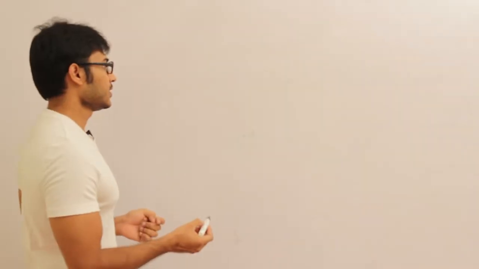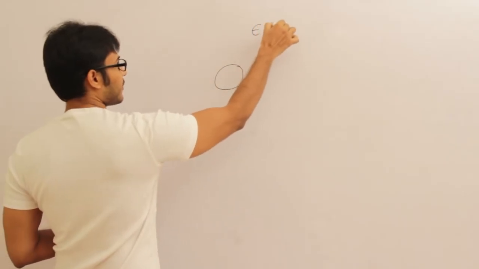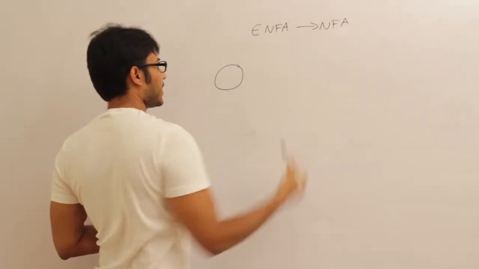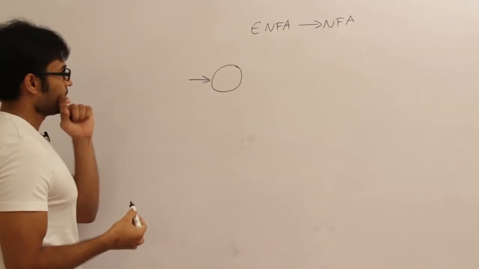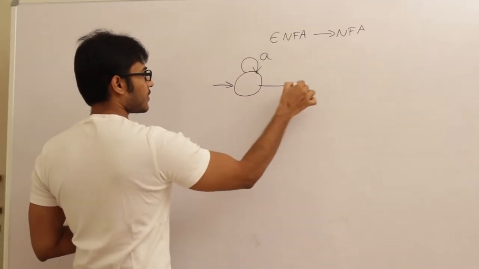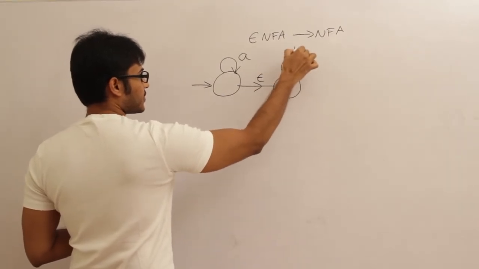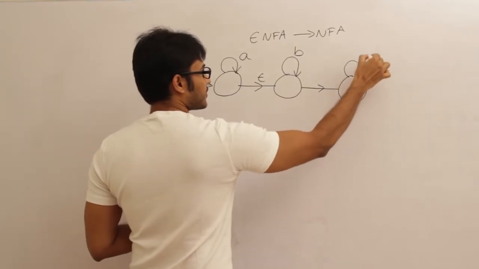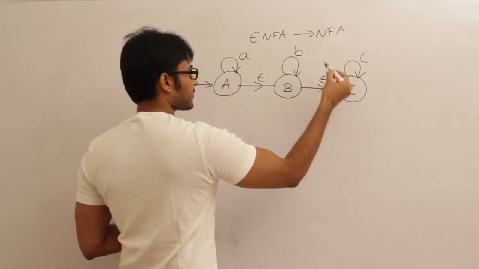Let's start with an example. Again, we want to convert epsilon NFA to NFA. Okay, so let's start with this. Now let us say the language is a star, b star, c star, with states capital A, capital B, capital C.